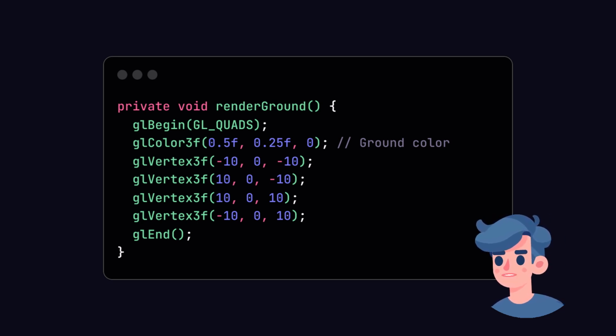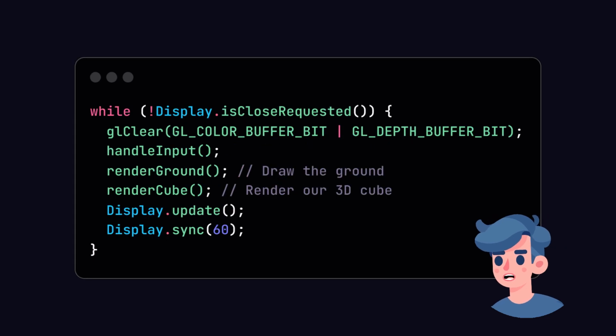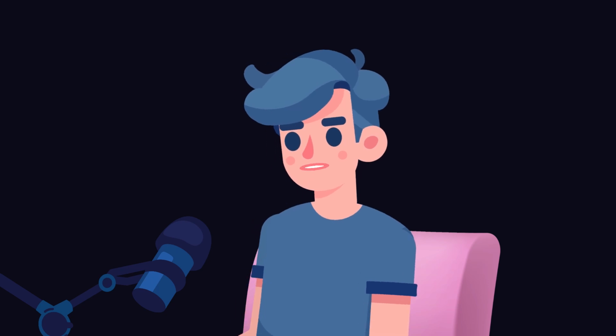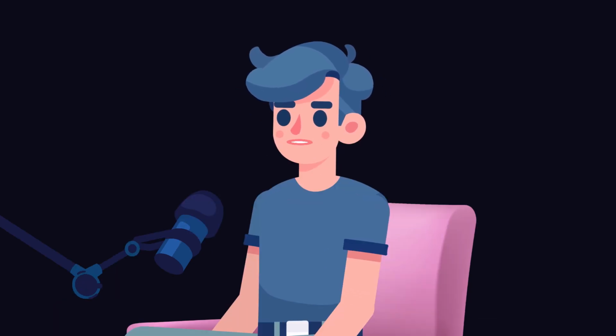Add the following method to your game class. Call the renderGround method inside your game loop before rendering the cube, like this. After running the game again, you'll see a simple ground under your cube. This gives a sense of space for our exploration game. Next, we can implement some basic textures onto our terrain. Let's load a texture for our ground.